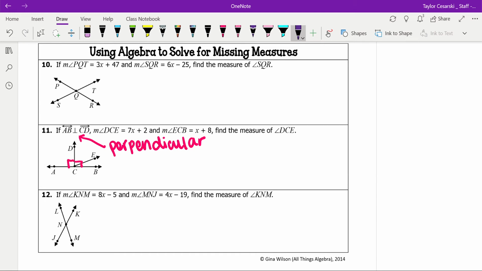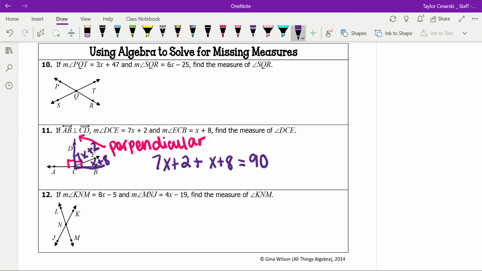Alright, so it says DCE is 7x plus 2, and ECB is x plus 8. Well, we already said that DCB, the big angle right here, is going to equal 90. So therefore, if I add these two purple pieces together, it should equal 90. So 7x plus 2 plus x plus 8 equals 90 degrees.